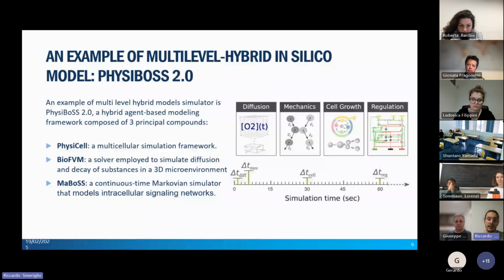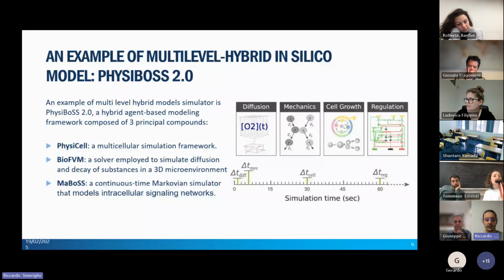Here you can see the hybridness of this model because we are using two different formalisms: the partial differential equation, and also the Boolean model used by MaBoSS. And this one will simulate the Boolean models to mimic the regulation and the intracellular signaling networks. So the main idea of PhysiBoSS is to merge all of these three interesting things in order to have something that is able to actually simulate a full biological system and its behavior.